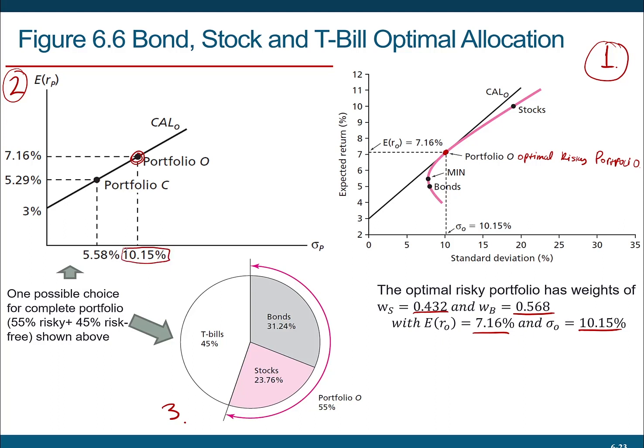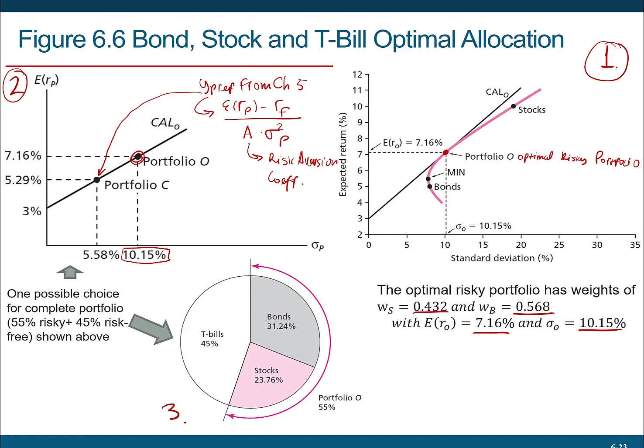So they use the y-pref from chapter 5 to calculate how much you want to invest into the risky portfolio. Remember, we did that formula for the y-pref. What's the formula? Take the return on the risky portfolio minus the risk-free rate, divided by what? By A multiplied by the variance of the risky portfolio. And A was the risk aversion coefficient. All that from chapter 5.